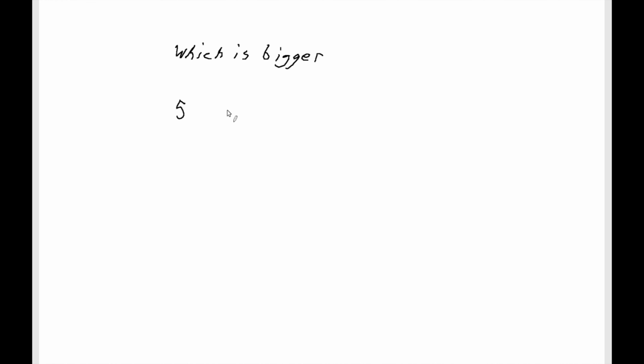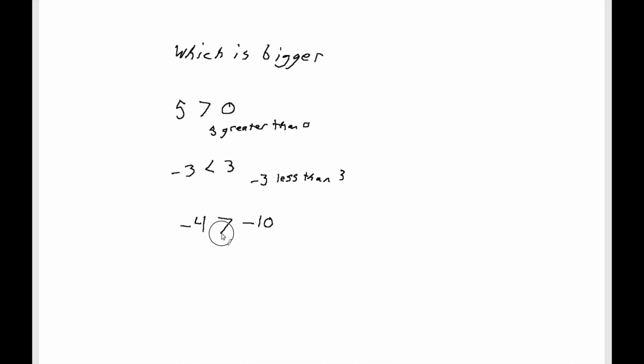Now we're going to see, if you remember, the number line without drawing it out. Which one is bigger? Say we have 5 and 0, and we say 5 is greater than 0, if we have this symbol going this direction. Now if we write -3 and we make the symbol go the other way, this symbol represents less than. So we have -3 is less than 3. Now if we have -4 and we make the symbol point to the right, then we have greater than again. So we have -4 greater than -10. Same thing, if we point it to the left, we have less than.